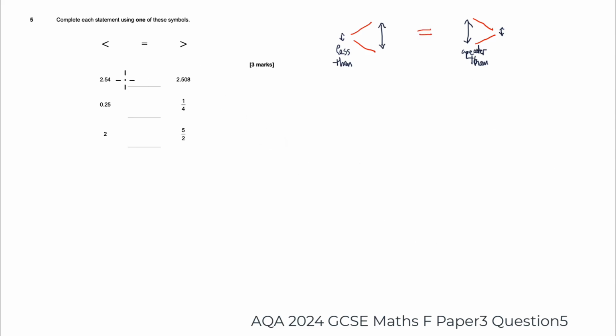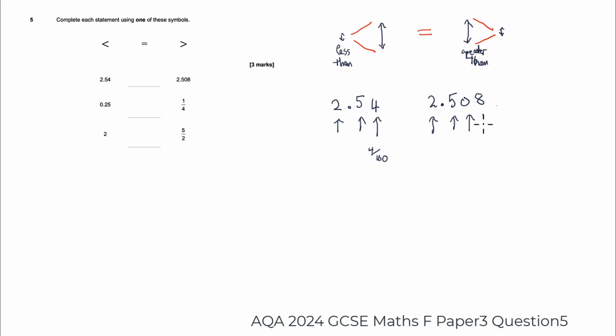So let's have a look at this first statement. We've got 2.54 and we're comparing it with 2.508. So certainly they're not equal. So either this is less than or greater than this. Now they both have 2 units. They both have 5 tenths. So we're down to the hundredths. This one has 4 hundredths. This one has no hundredths.